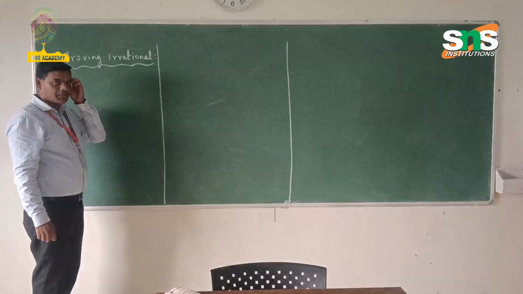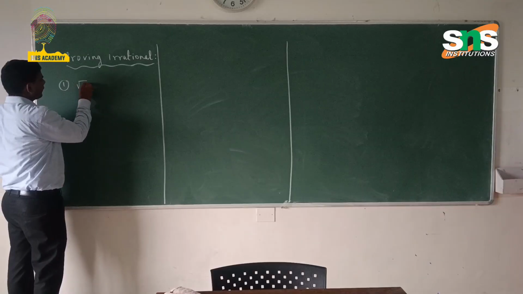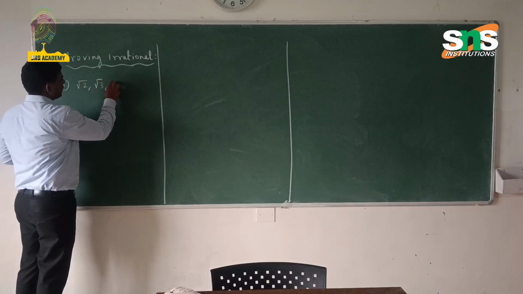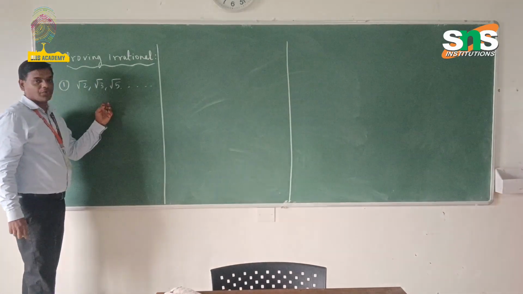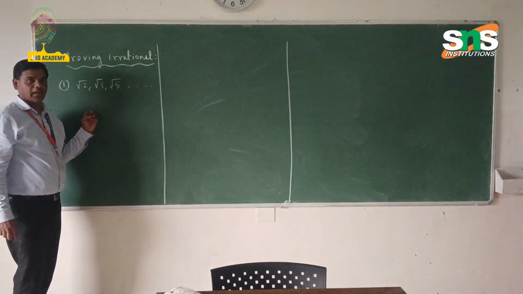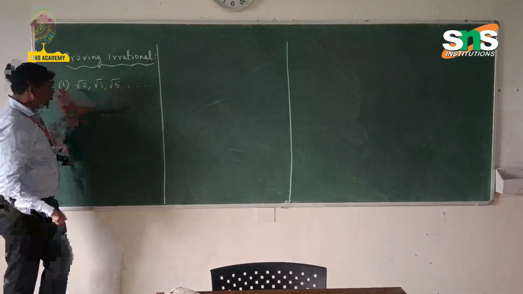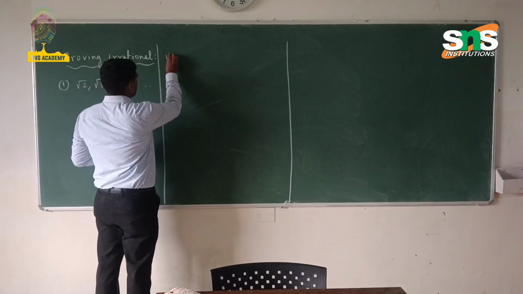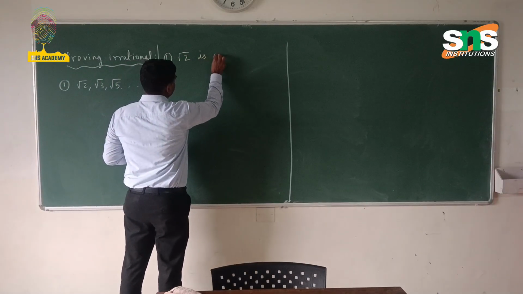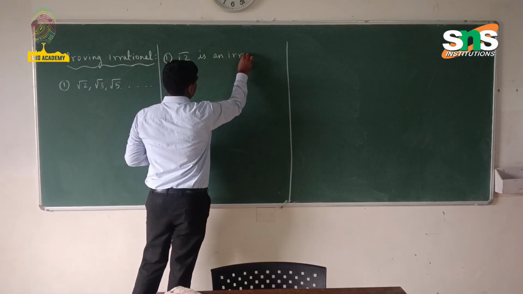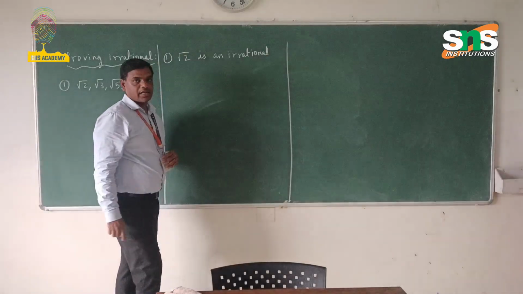In the first case, we can see proving irrationality for numbers like root 2, root 3, root 5, etc. How do we prove that numbers of this type are irrational? First, let's go with the example of root 2. First we'll see how to prove that the number root 2 is irrational.